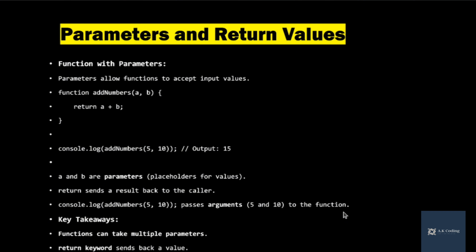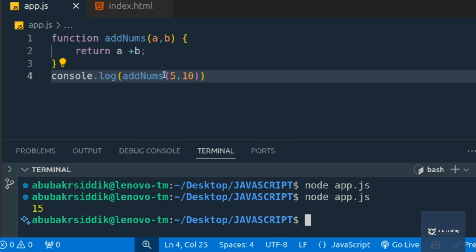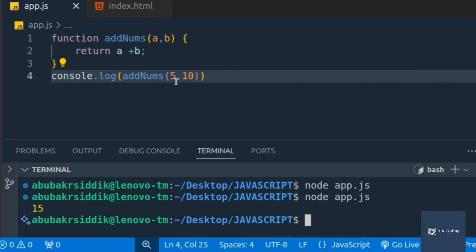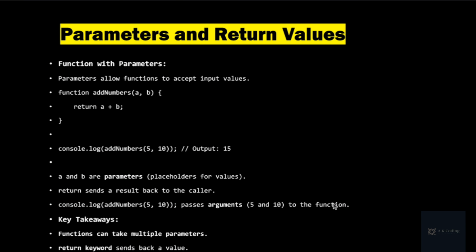So a and b are parameters, as I told, and the function returns and sends a result back to the caller. The caller is this one. And in the console log, addNums with 5 and 10 passes arguments. So we call these 5 and 10 values arguments of the function.